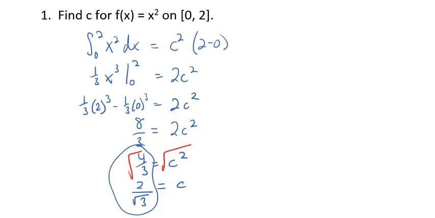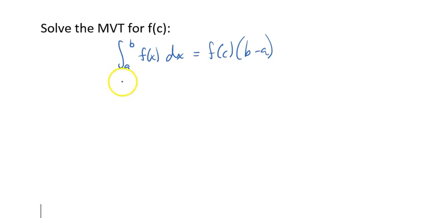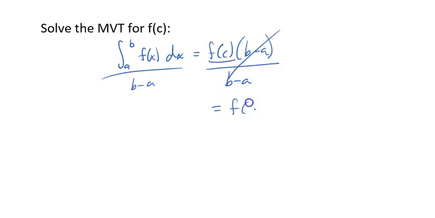So that has found c for us. Okay, now I want you to just think about something for a minute. If we solved that mean value theorem formula for f of c, so I want to get this by itself, all I would really need to do is divide by b minus a, and I would have that f of c by itself. And on this side, I would be dividing this integral from a to b by b minus a.